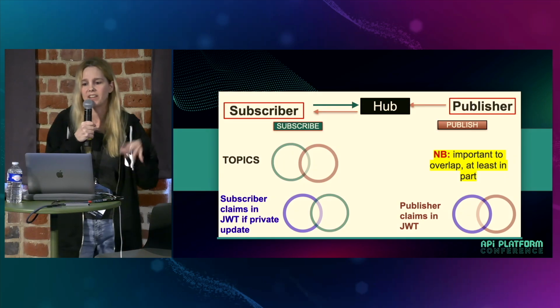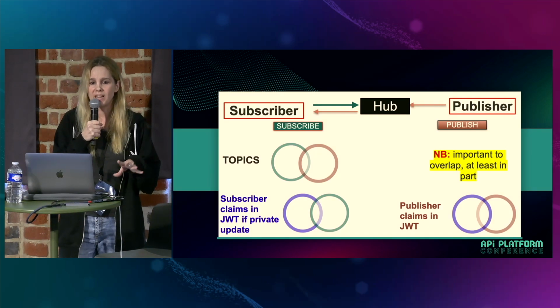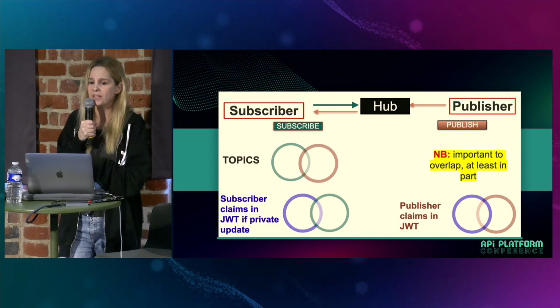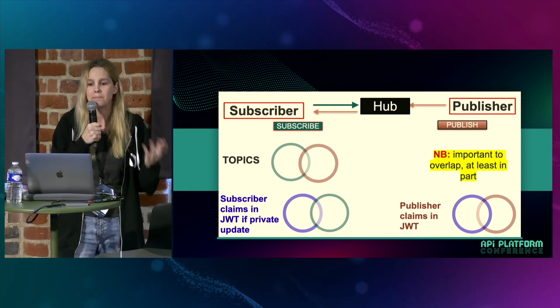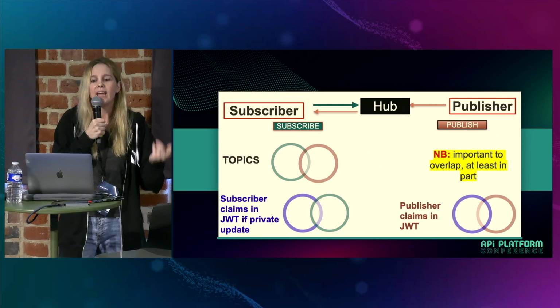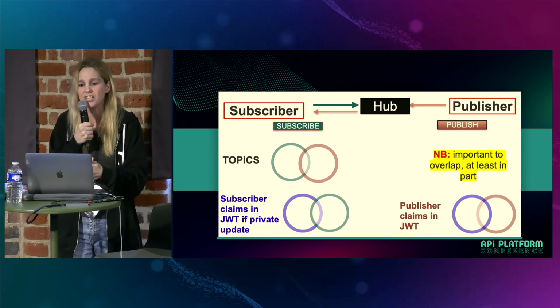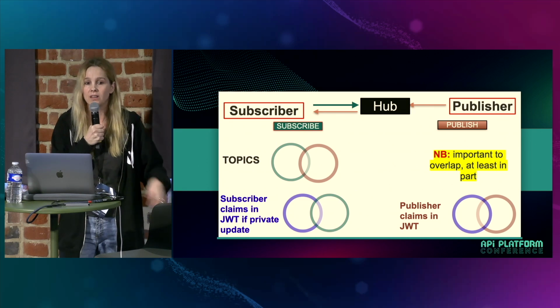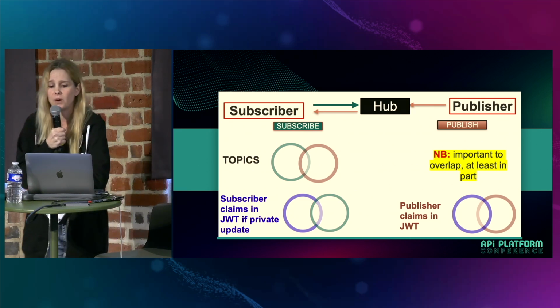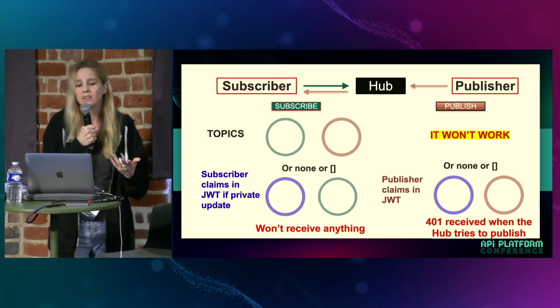So basically, there are two big points. For an update to happen, the topics between the subscriber and the topic publisher need to overlap and match, at least in part. And the token, when you publish, must overlap with those mentioned in the topic. Otherwise, it just won't work, and you will get the 401 error.